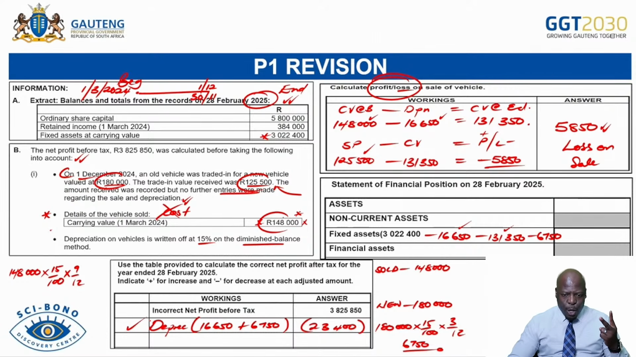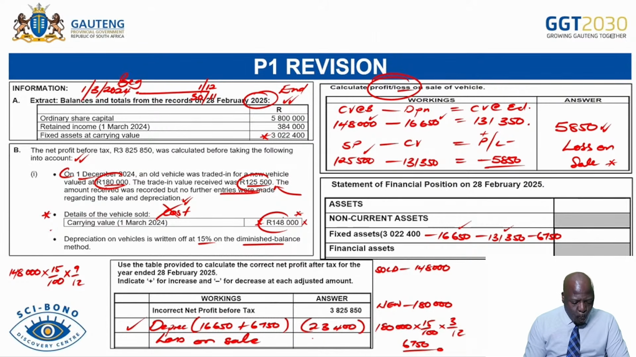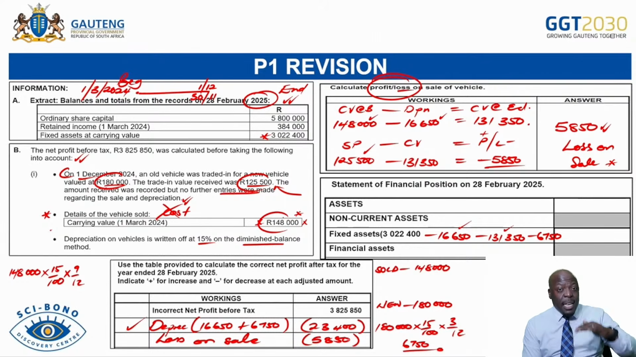Point number two, we calculated the loss on sale. And that loss on sale must be recorded here. Loss on sale of asset. And once we have a loss on sale of an asset, that's an expense. That's 5,850. So it will decrease our profit in that case. So you have calculated it here as it was required, but you also show it over here.